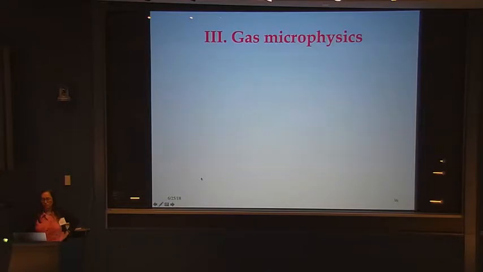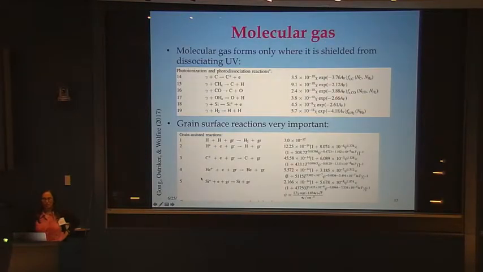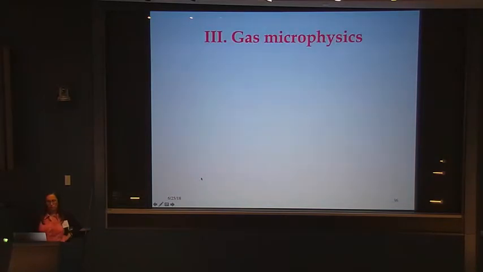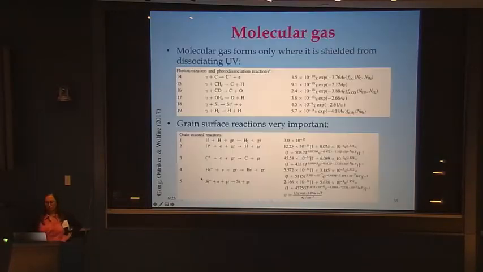Okay, so I don't have that much time left, but I'll keep going. I wanted to turn now to microphysics, first of the molecular gas. First of all, this molecular gas only forms where it's shielded. This is a reduced chemical network, I should say. It looks horrible, but it's a reduced network.